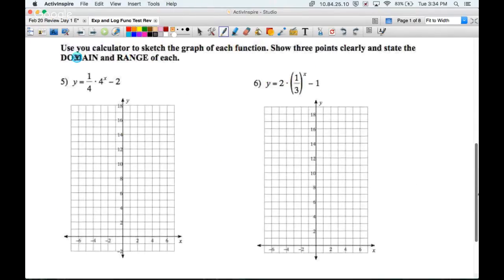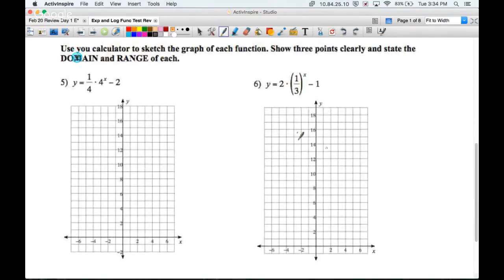All right, moving on. Use a calculator to sketch a graph of each function, show 3 points clearly, and state the domain and range of each. Well, it says use a calculator. I'll do one with a calculator, one without, just to show the process. Number 5, I'll do it without a calculator.